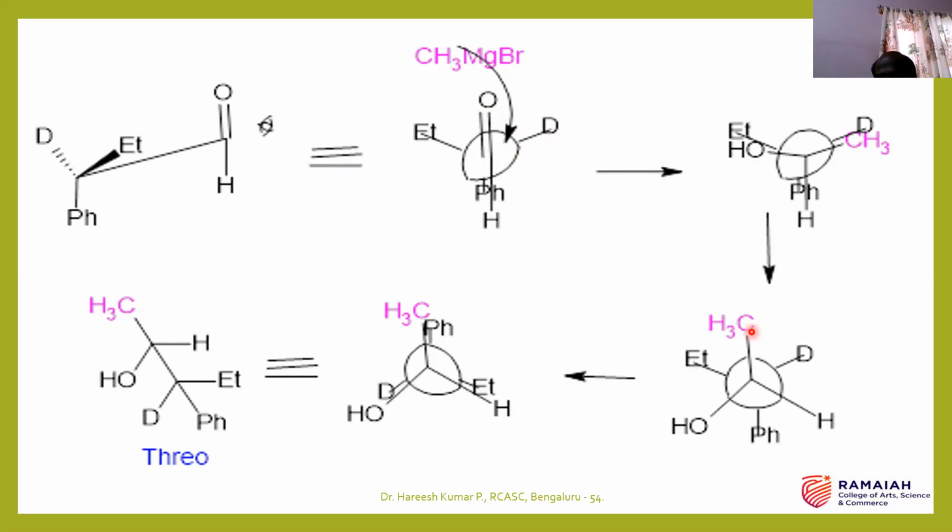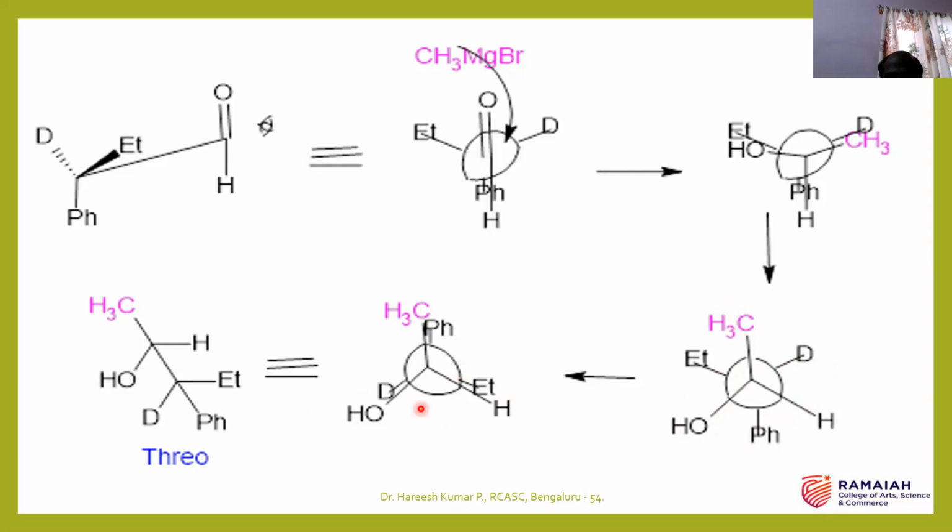So CH3 is here, OH is here, hydrogen is here. The back carbon is in the same position. There is no change. From here to here, back carbon movement. That means this is moving. Phenyl is moving like this. If the phenyl is moving like this, deuterium will come over here. That's what I have written here.